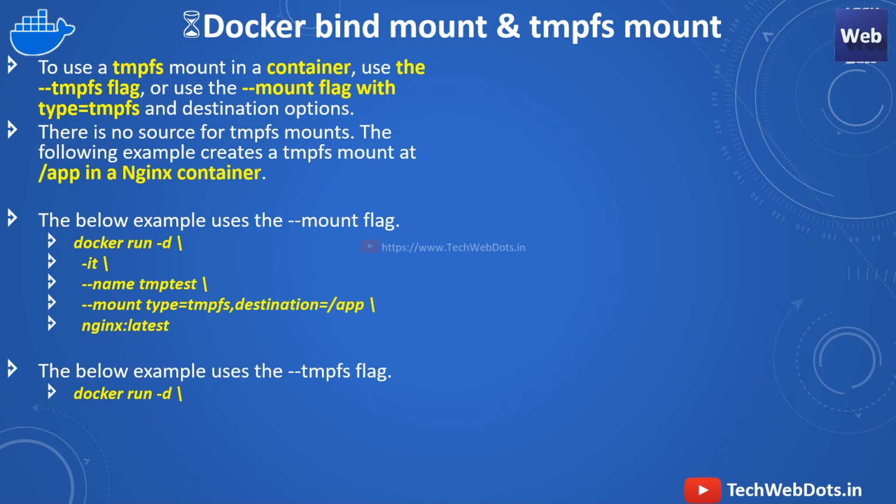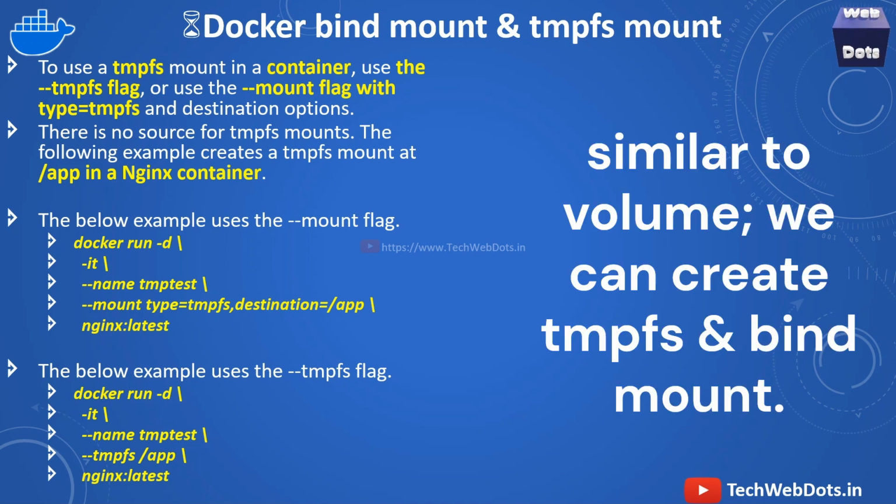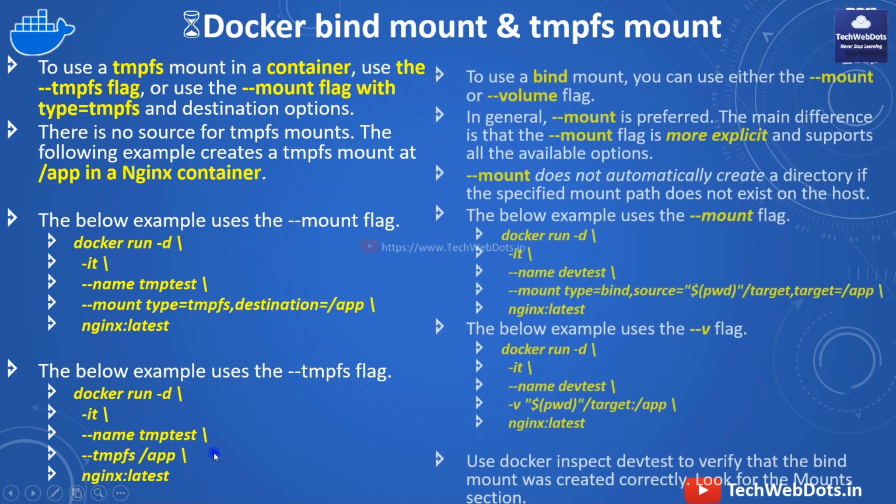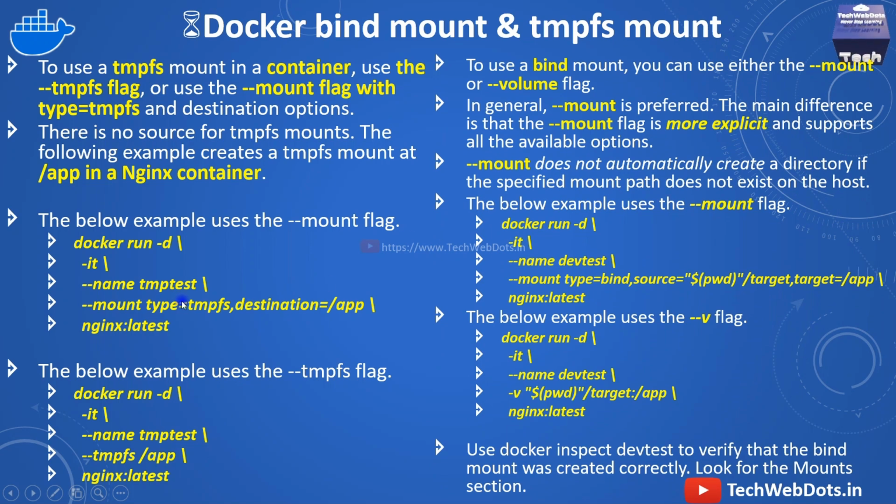But what is important here? The important part is we are using the mount flag, and in that we are specifying the type tmpfs, the destination is the app folder in the root, and our image name is nginx. Similarly, in another example, instead of using the mount flag, we are using the tmpfs flag, and we are specifying the directory in the root.